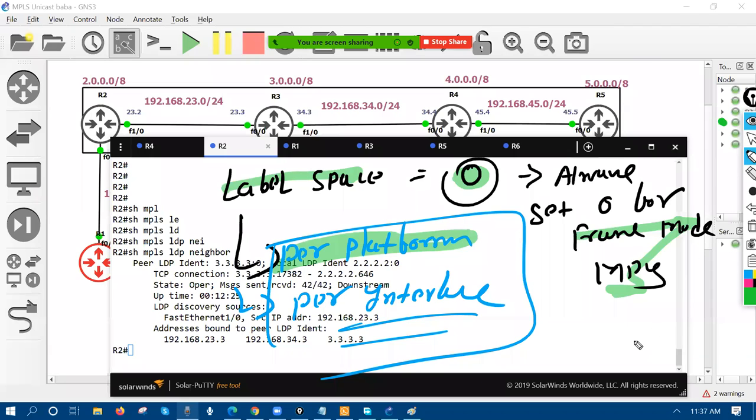Take the example of router 1 and router 2. In per platform label space, what happened? If you have 2 links over there, 1.1 and 1.2, and 2.1 and 2.2, and I'm going to use the per platform label space for this particular prefix, I'm going to generate a single label.